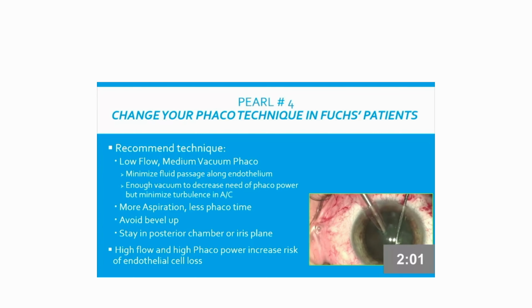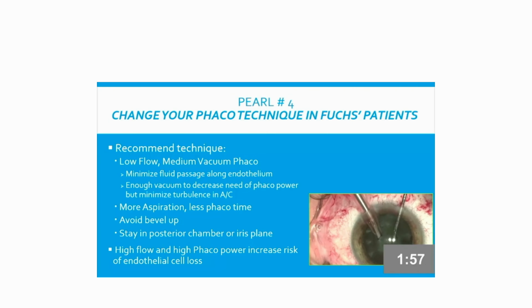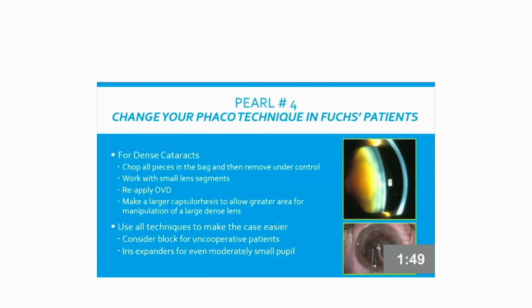So more aspiration, lower phaco time, avoid bevel up phaco techniques, stay in the posterior chamber of the iris plane, again avoiding high flow and high phaco power in these patients because of the increased risk of endothelial cell loss. Again, for dense cataracts, we want to chop pieces in the bag and remove them under control, work with small lens fragments, reapply OVD if you think the OVD is not in the anterior chamber, not protecting the endothelium.